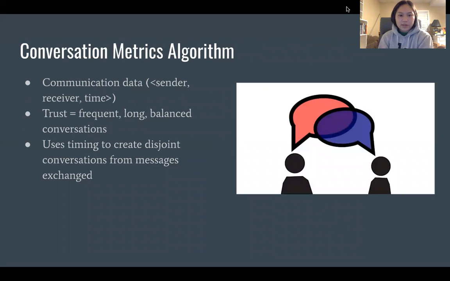The third is the conversation metrics algorithm. This algorithm uses communication data that has the sender, receiver, and time of that communication. The authors define trust as frequent, long, and balanced conversations. They use timing to create disjoint sets of conversations from the messages that are exchanged between two users, and then they use these conversations to calculate trust.